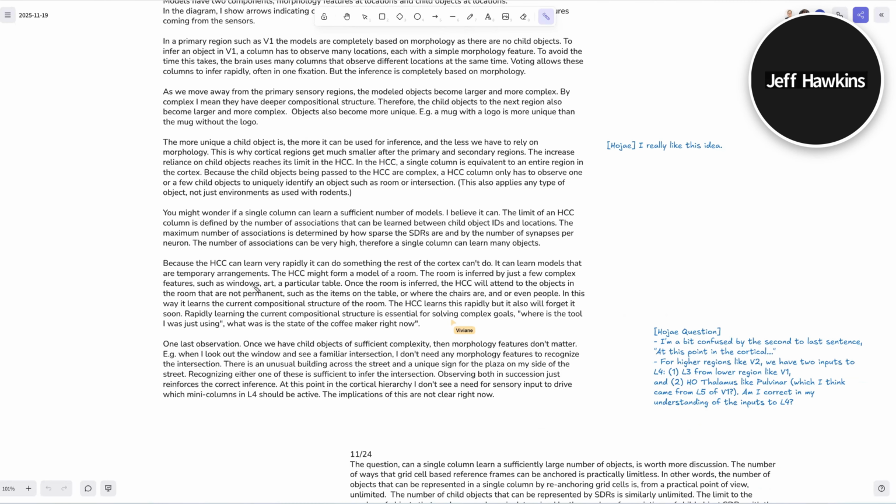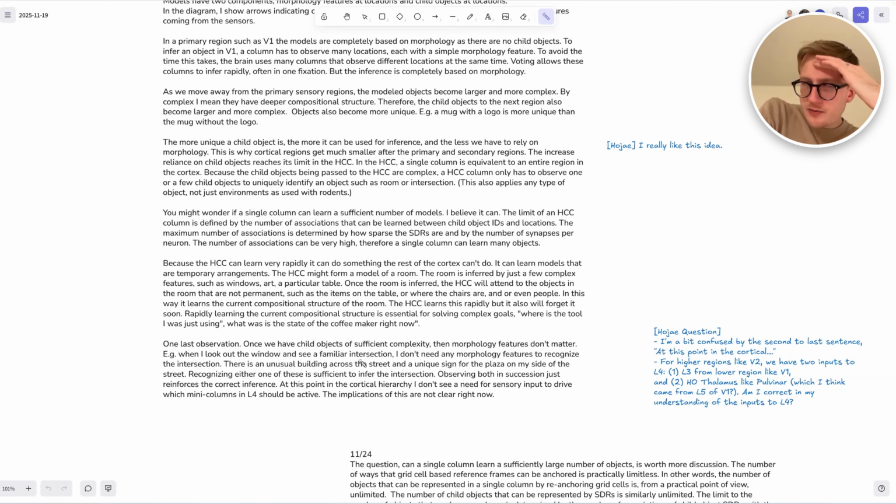So then I started thinking about these temporary arrangements here. And then Vivian, you wrote a note here. Jose, you're confused about the second to last sentence down here? Yes. So, one last option: if we have child objects of sufficient complexity, the morphology features don't matter. Well, I'll say edges don't matter. The orientations matter. So using the language we just talked about earlier, orientation matters, but you don't need to look at edges of everything.